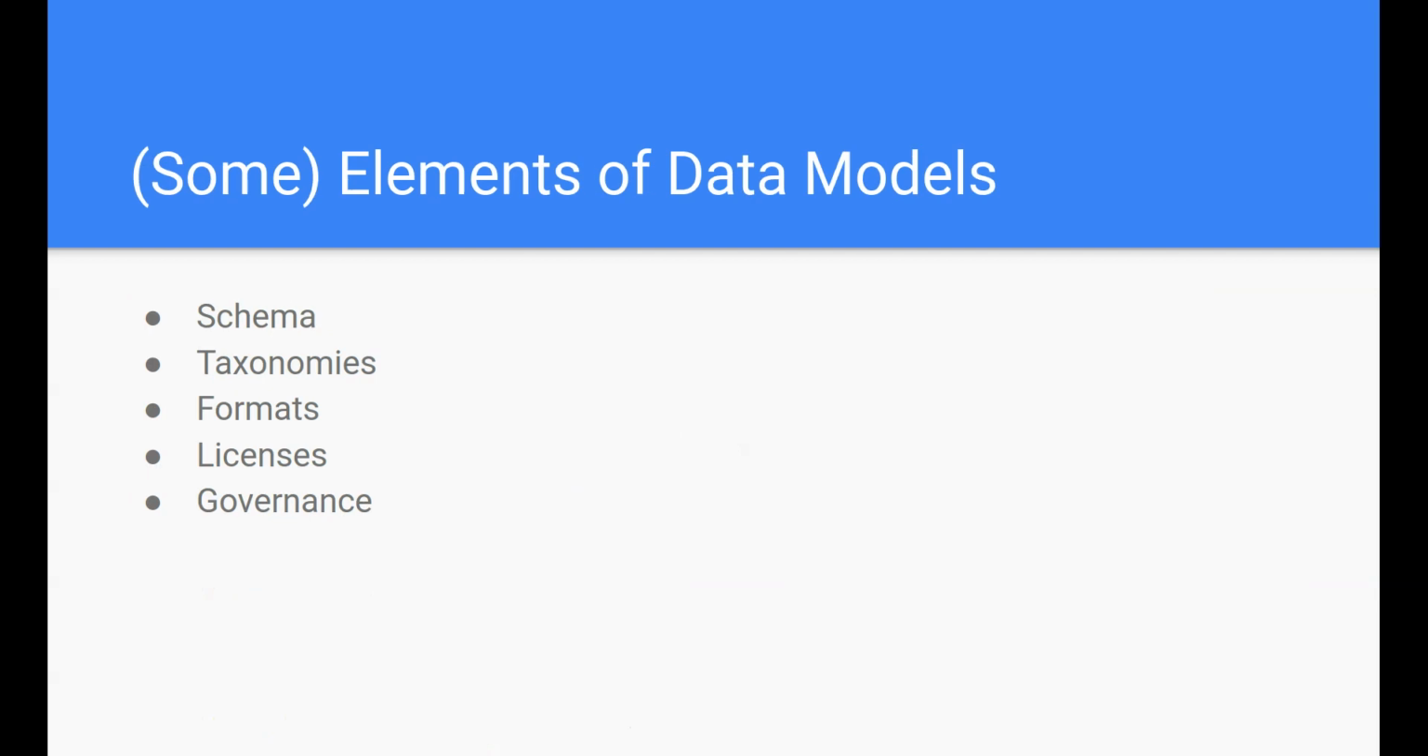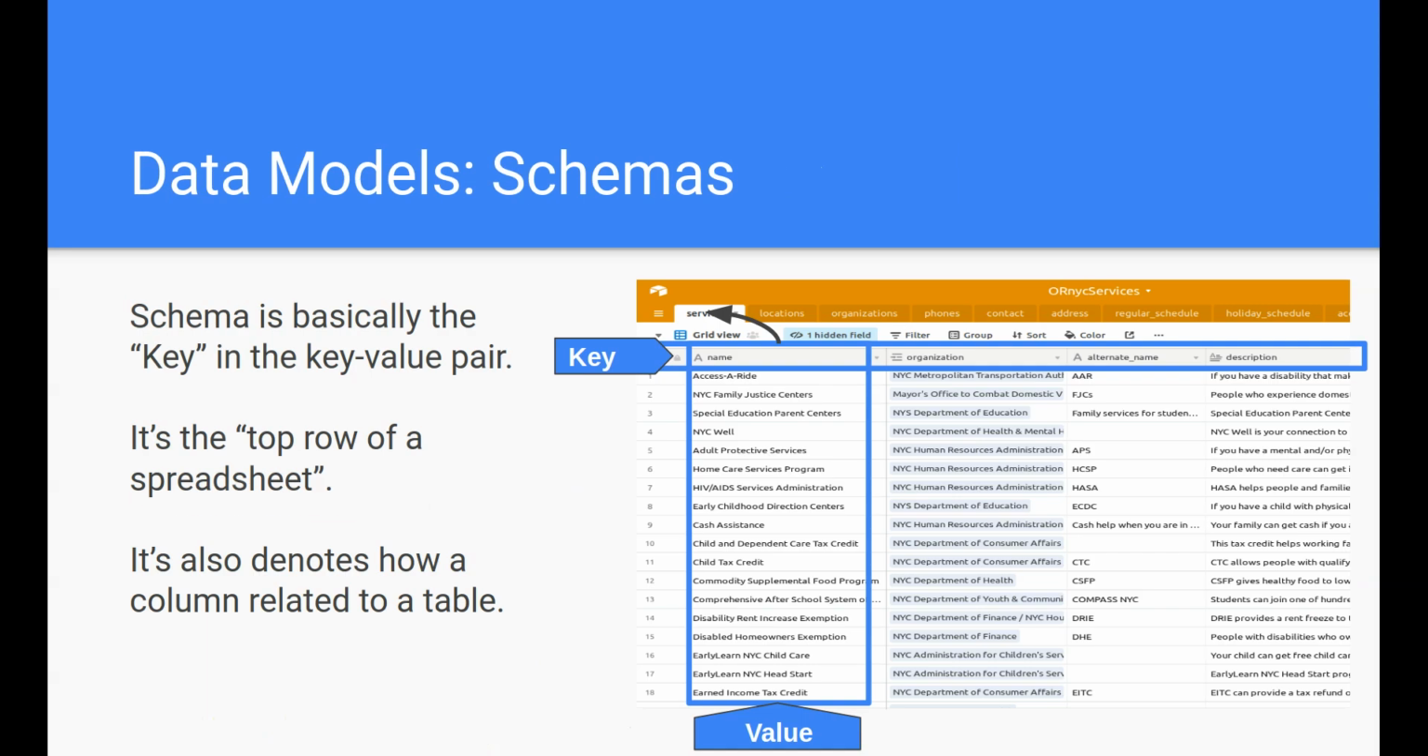Some elements of a data model are the schema, the taxonomies, the formats, the licenses, and the governance. The terms I use aren't exactly the same as the terms other people use for these things, but once we start going through it, I think you'll see what we're talking about.